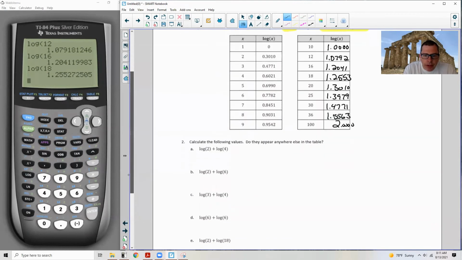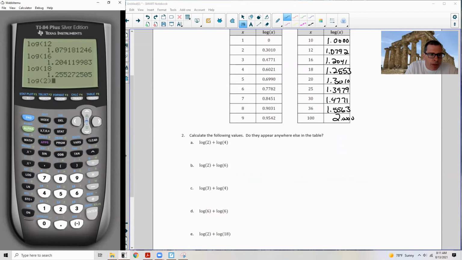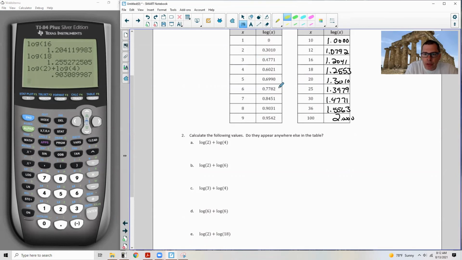All right. So number 2 says to calculate the following values, do they appear anywhere on your table? So I'm going to do the log of 2. And now I need to close my parentheses because I'm not done with my command. Plus log 4, enter. And I got 0.9030. So then it's asking if we see that anywhere on our tables. Do I see 9030? No, I see 9031. That is right here.